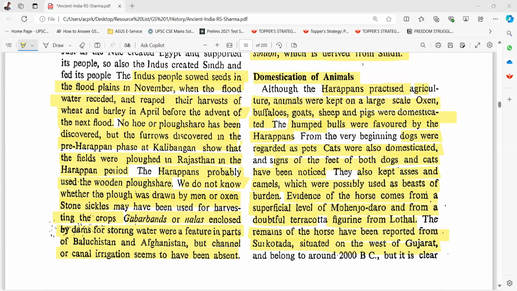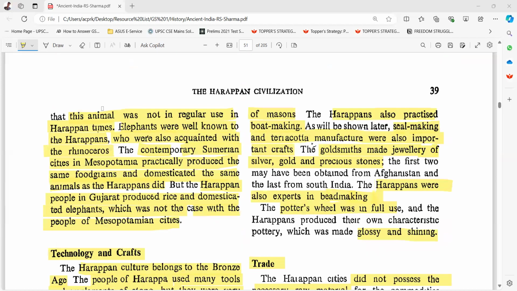Evidence of the horse comes from a superficial level of Mohenjo-daro and from a doubtful terracotta figurine from Lothal. The remains of the horse have been reported from Surkotada, situated on the west of Gujarat, and belong to around 2000 BC. But it is clear that this animal was not in regular use in Harappan times. Elephants were well known to the Harappans, who were also acquainted with the rhinoceros.